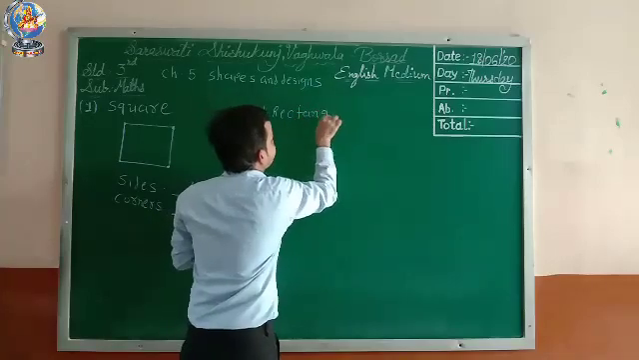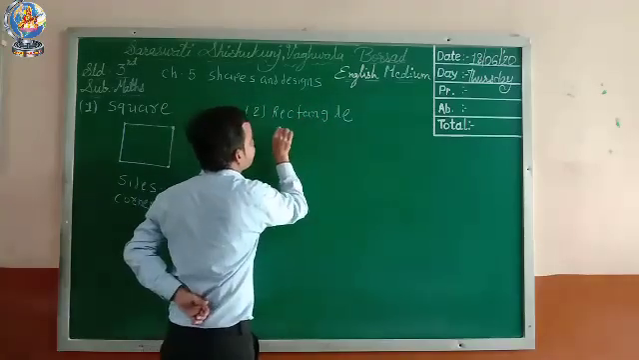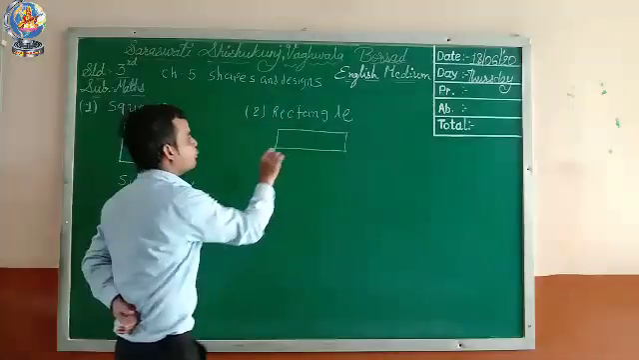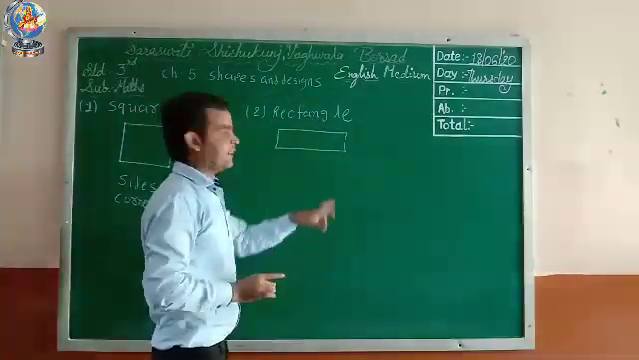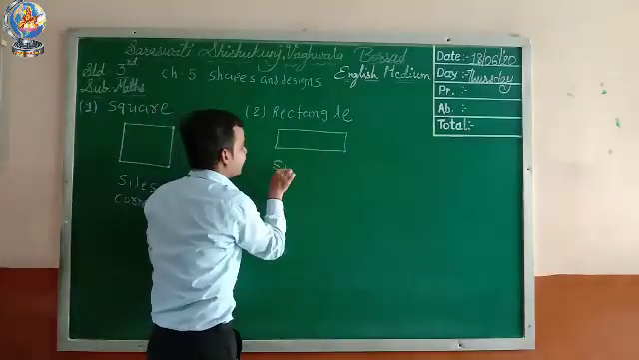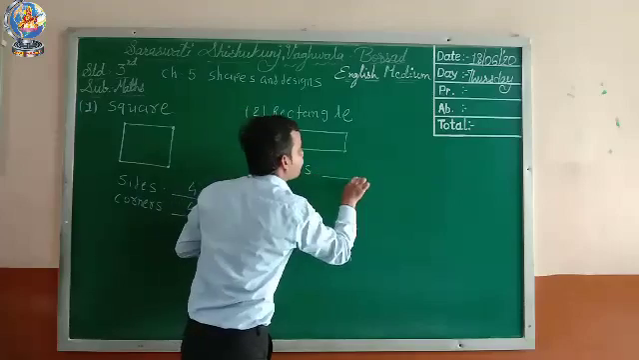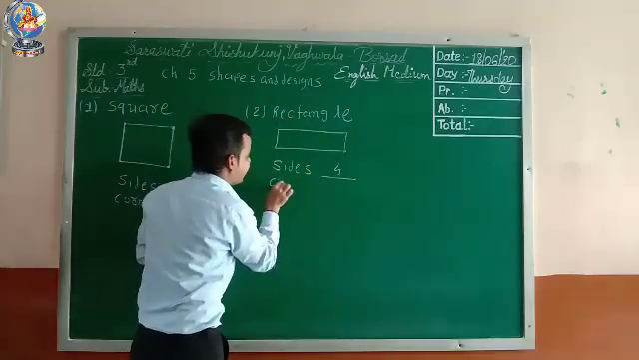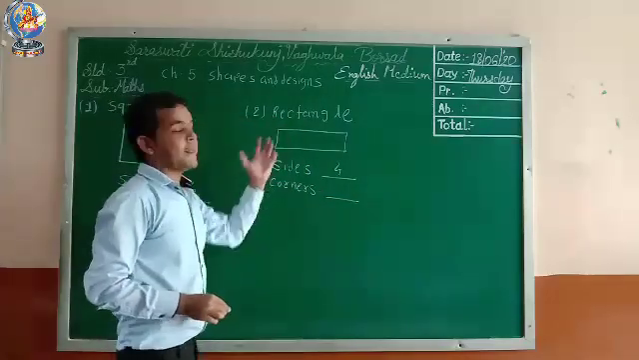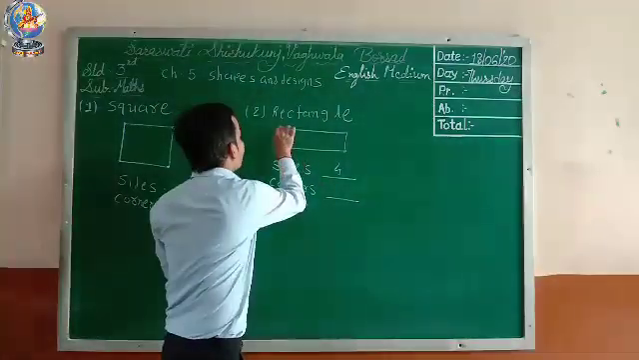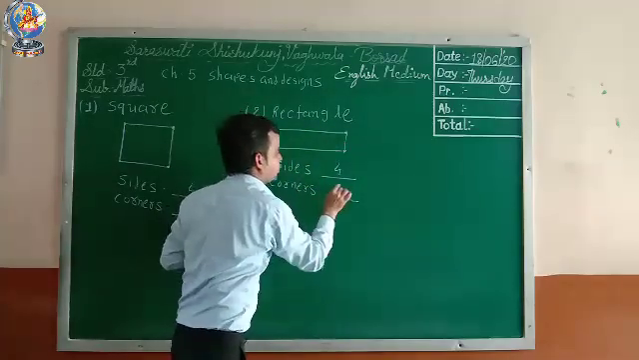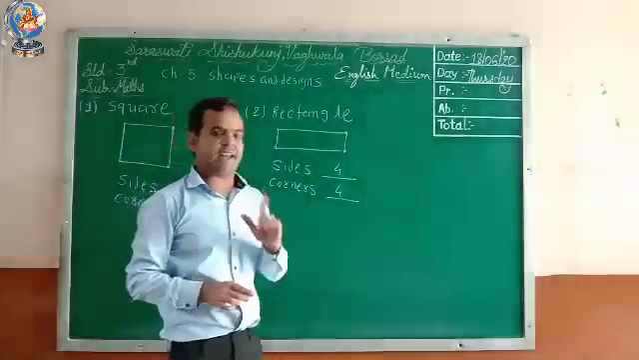The second one is the rectangle. First of all, I will draw one rectangle. If you observe the rectangle, how many sides? 1, 2, 3 and 4. So a rectangle has 4 sides. Let's discuss the corners. How many corners in a rectangle? 1, 2, 3 and 4. So a rectangle has 4 corners.